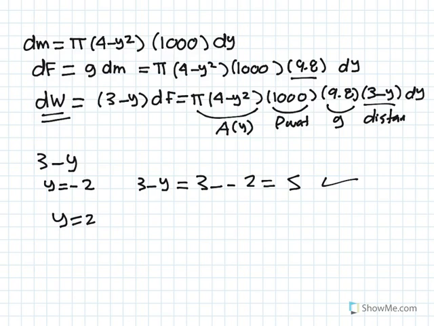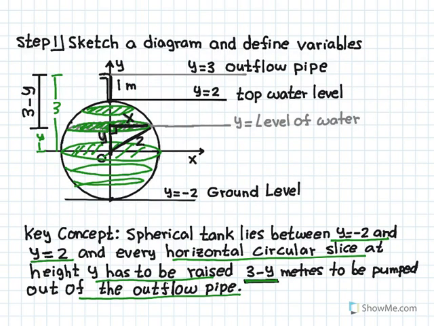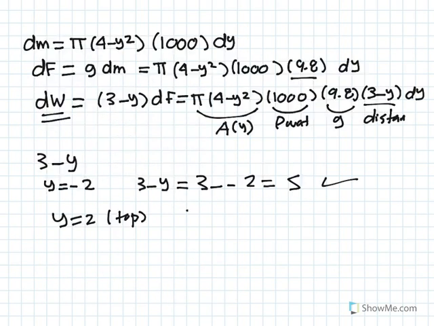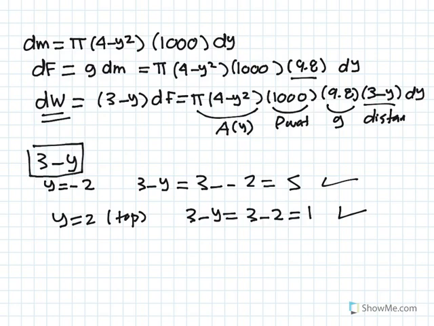Now let's check the top. Y equals 2. This is the top of the tank. How much distance does this have to travel? Well, y equals 2 has to travel 1 meter to get to the top. So let's check the calculations. We get 3 minus y is equal to 3 minus 2 is equal to 1. That also checks out. And if 3 minus y works for the top slice of water and the bottom slice of water, it has to work for all slices in between. The integral adds up all the work required to pump out these slices to the top.